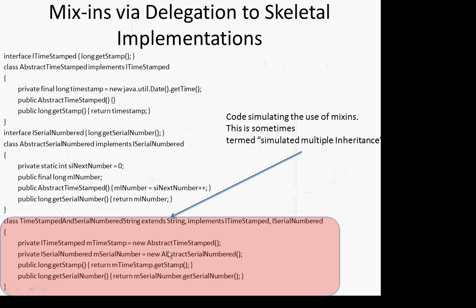And we basically implemented a timestamped and serial numbered string by reusing these mechanisms here. We didn't have to go and define get stamp. We didn't have to go and define this get serial number. We could just, in our own way, delegate to these. Okay? Does that make sense? Yeah? Okay.